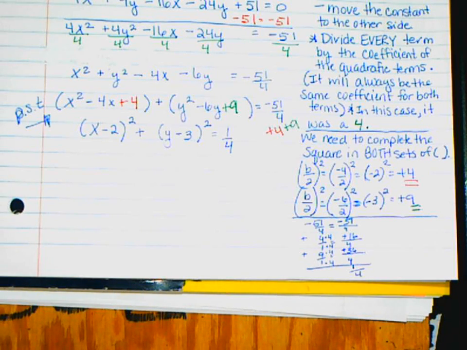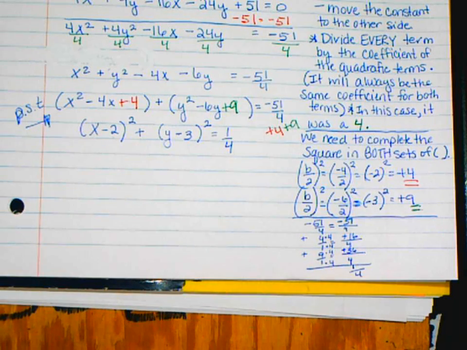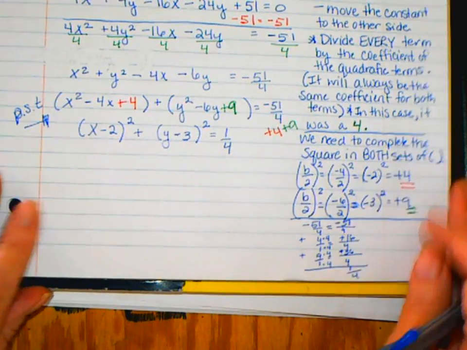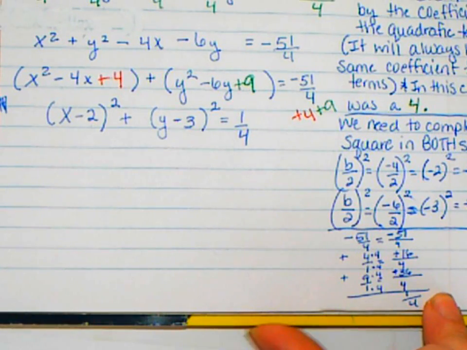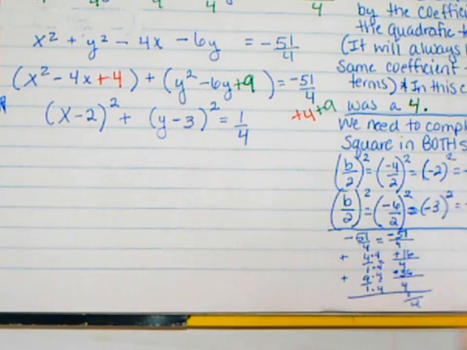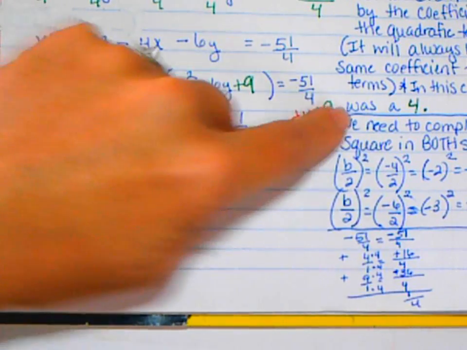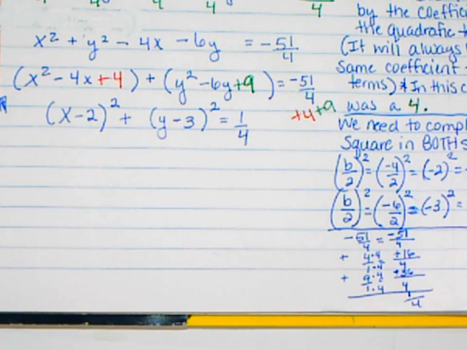Hey, look what kind of form it's in. X minus h quantity squared plus y minus k quantity squared equals r squared. Isn't that crazy? I was just adding negative 51 fourths plus 4 plus 9 and getting a common denominator. So now that it's in that center radius form, can we answer the question? The question said, find the center and the radius of the circle. Can we?